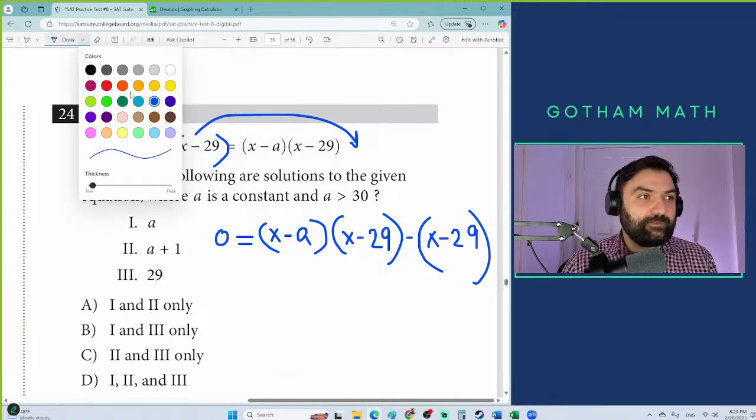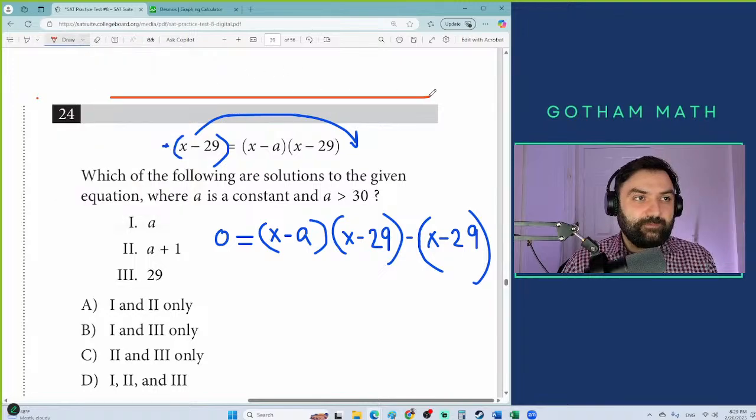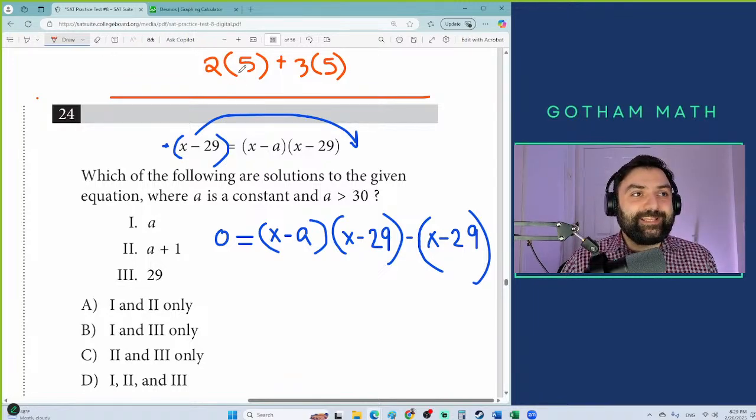I'm going to do it with a different color so you're not going to get confused. So if I have 2 times, let me even do it super easy, 2 times 5 plus 3 times 5. What I can do, obviously it's 10 and 15, which is 25, right?